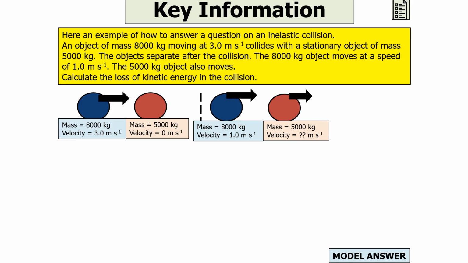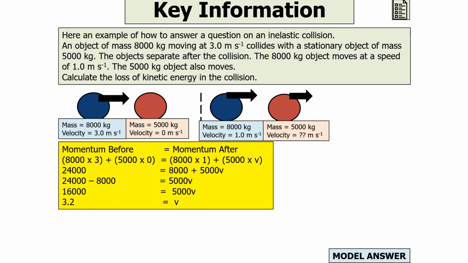The first thing you need to do is work out the term that is missing, which is the velocity of the 5,000 kilogram mass after the collision. So we can use the conservation of momentum. We can say that momentum before equals momentum afterwards. So it's 8,000 times 3 plus 5,000 times 0 equals 8,000 times 1 plus 5,000 times v. We can work that through, and therefore we can work out that v is equal to 3.2 meters per second.